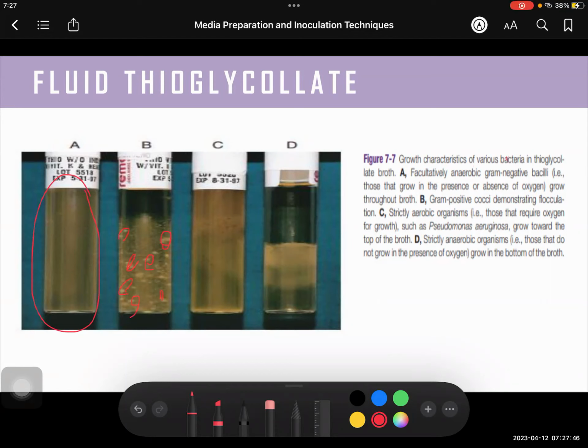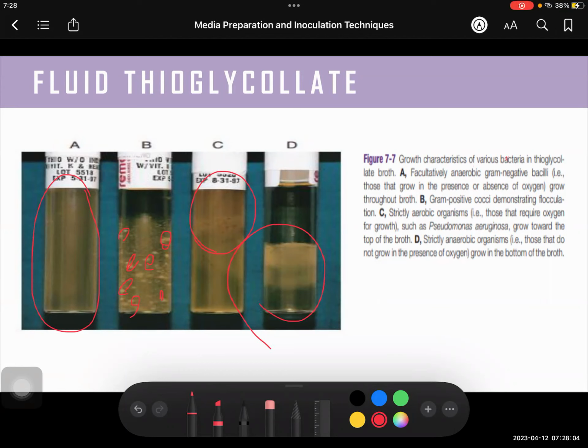For letter C, most of the growth is confined on the upper portion of the tube. And for letter D, opposite naman, most is confined at the bottom portion of the tube. Now, what would be the meaning of these?